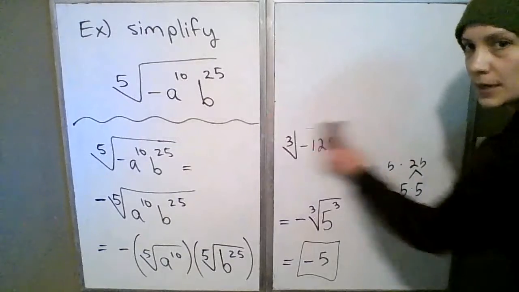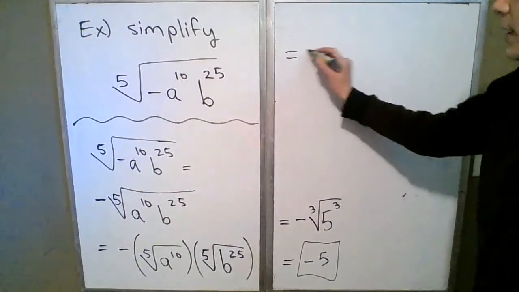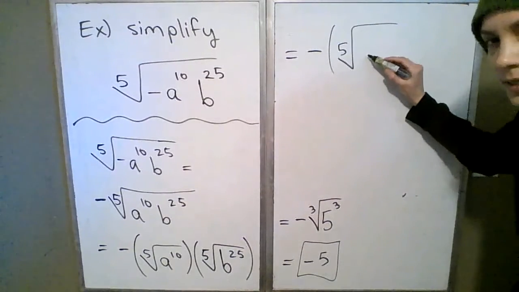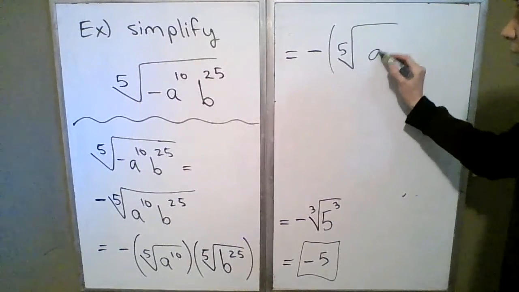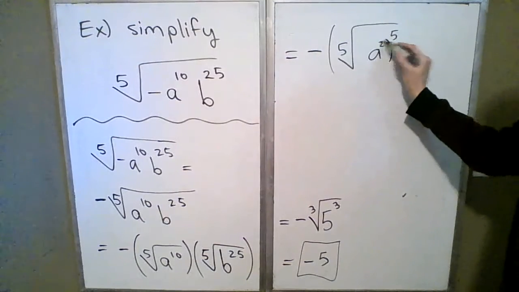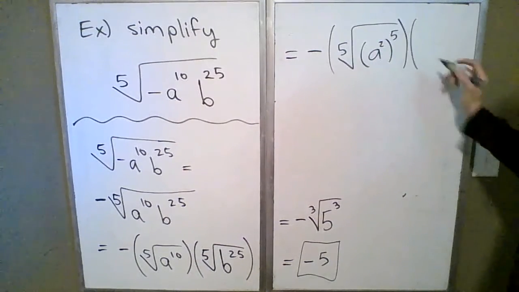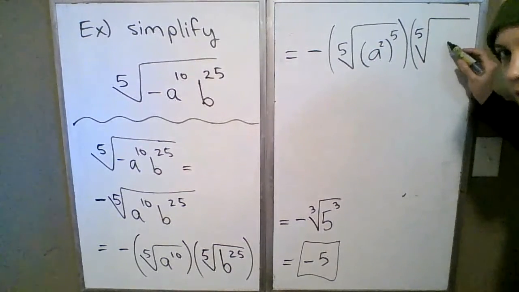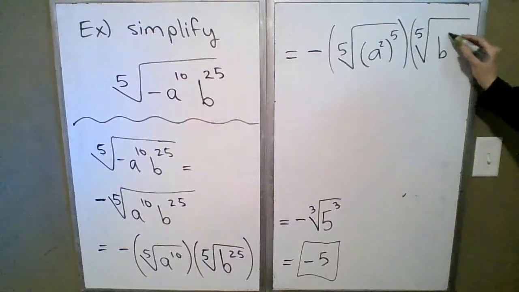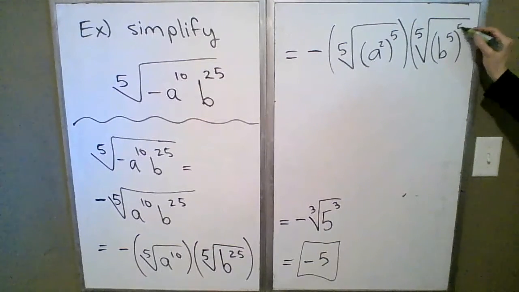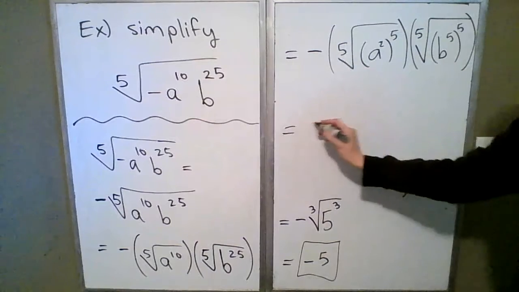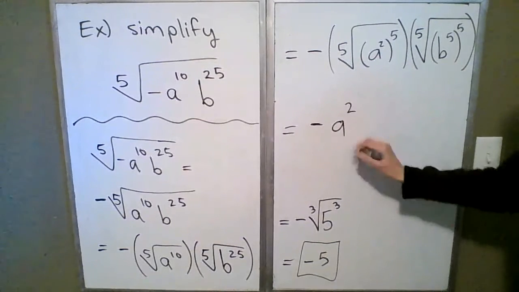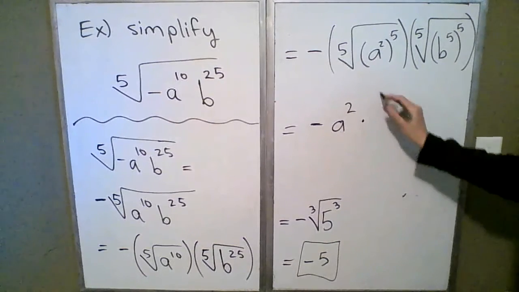So again, don't forget your minus sign. It's a negative of 5th root. And for a to the 10th, I would write it as a squared to the 5th. And then a 5th root of b with the power 5 and then a power 5. Negative a squared times b to the 5th.